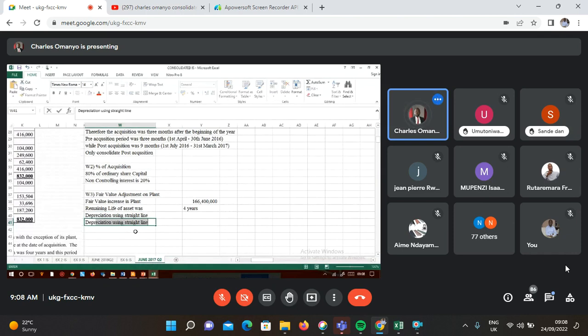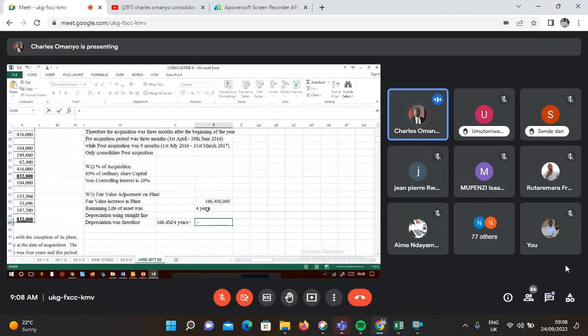So depreciation was therefore how much? You will take 166.4 million divided by 4 years. What does it give us? What am I trying to get? I'm trying to get the depreciation per year. So this is 160 divided by 4. So that gives you 41,600,000.